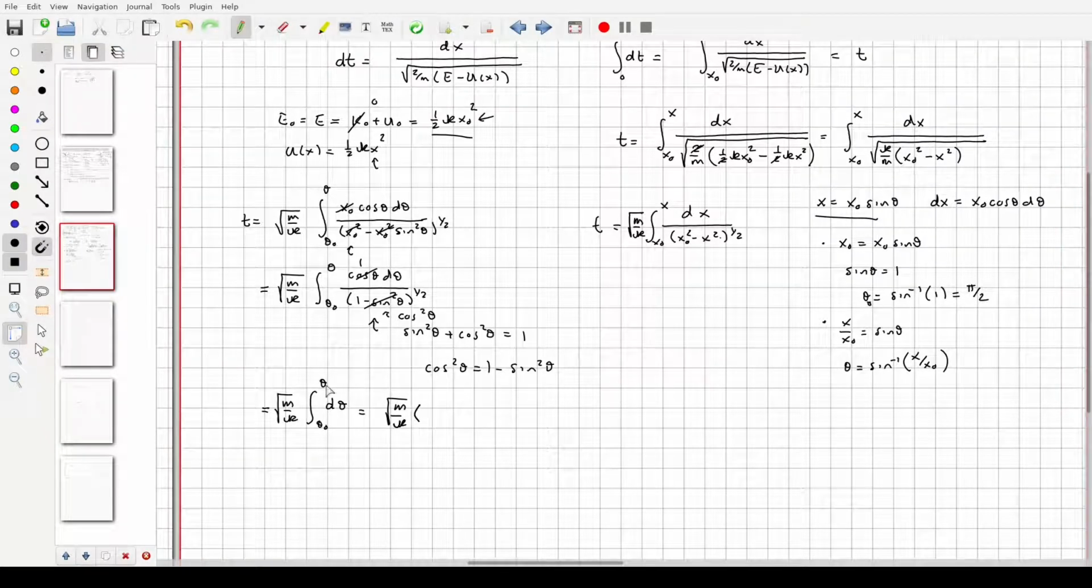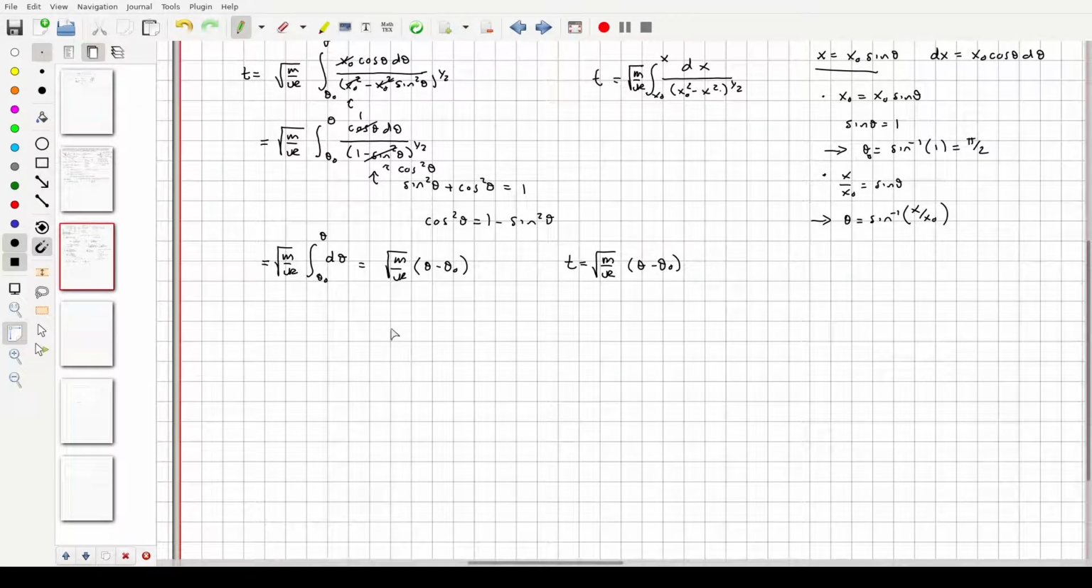When you do the integration, you get theta, you evaluate it from final to initial. This becomes theta minus theta naught. So t is equal to the square root of m over k times theta minus theta naught. And we found theta here, and we found theta naught here. Okay, so let's go ahead and plug those in. Now, our goal, remember, was to find position as a function of time. That's this right here. We want to solve for that. So we need to do some cleaning up here.